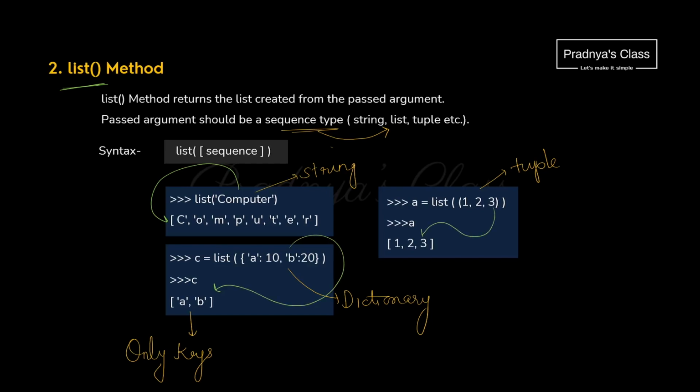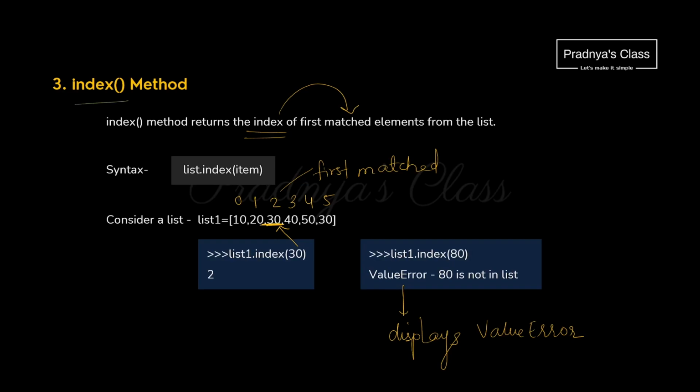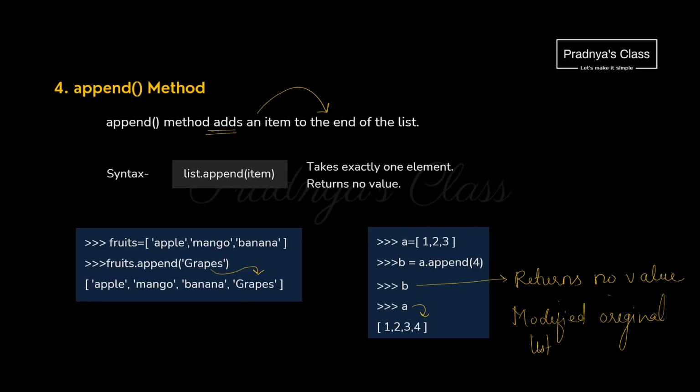a list from a tuple. The third method is the index method. It will give the index of the first matching element. This is similar to string. I want to check the index of 30. It is nothing but 2. If it is not found, you will get a ValueError exception. So be careful.